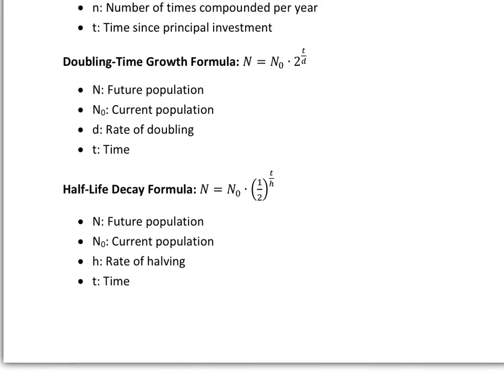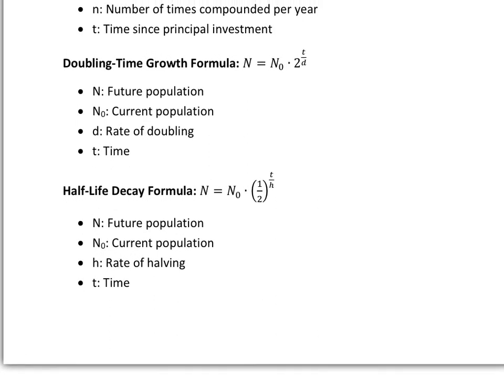And the doubling time and half-life decay formulas are very, very similar. They're basically the exact same thing. These are to work with population. So with these populations, N is the future population. N sub 0 is the current population, so basically what you have right now at the beginning of what you're calculating. D is the rate of doubling, T is time.